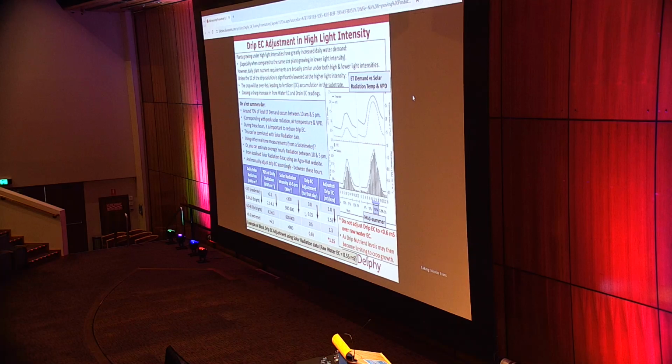If you have short runs, then it's quite easy to reduce the EC during the middle of the day. However, if your pipe runs are much bigger and you have a much bigger water infrastructure, then you have to make EC adjustments over a number of days, because there's no way that you can give a lower EC in the middle of the day than in the morning and afternoon.